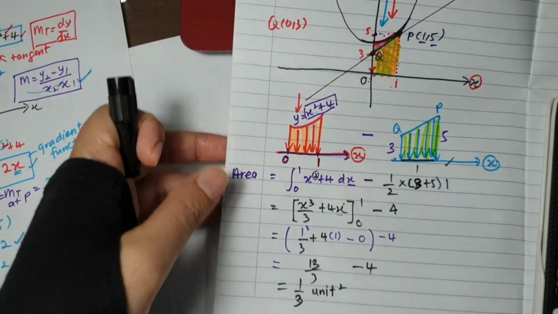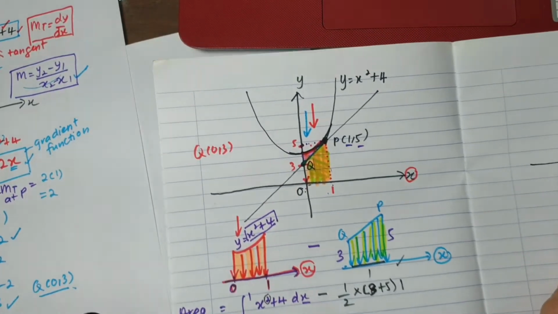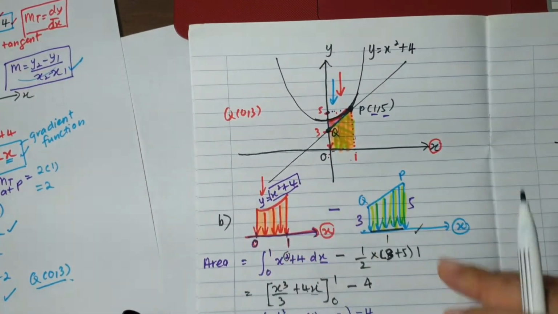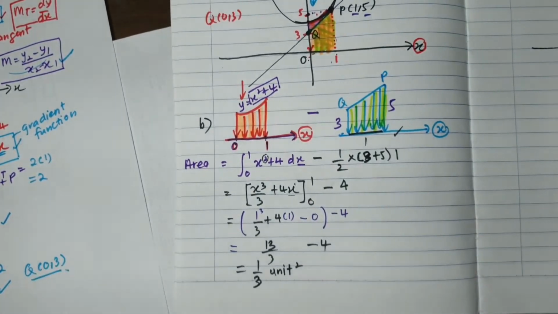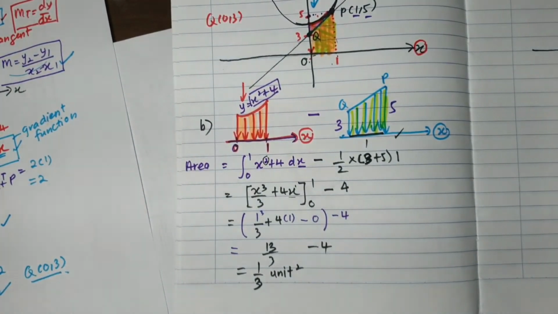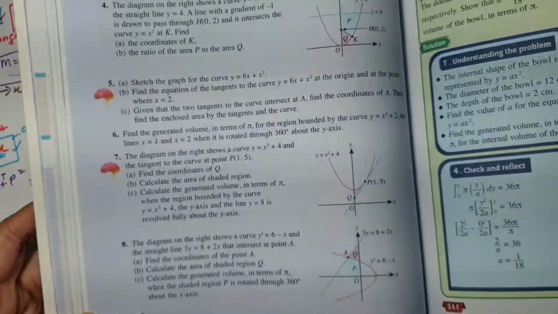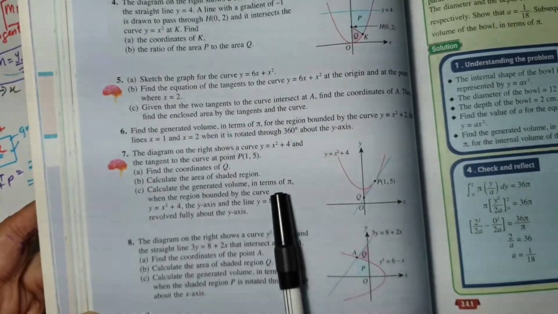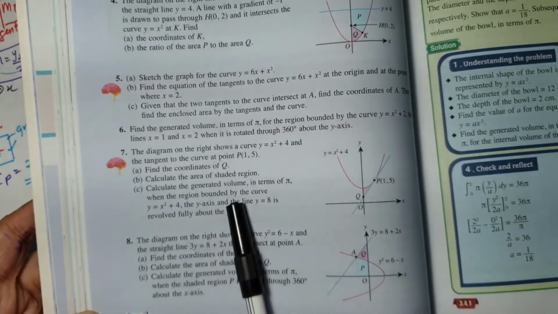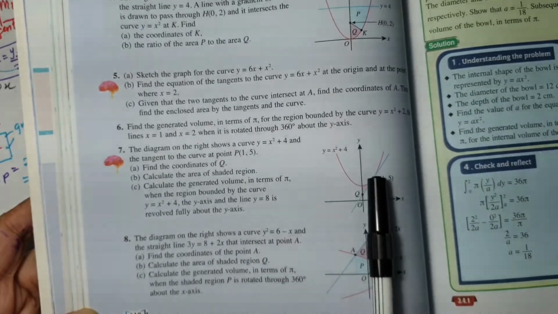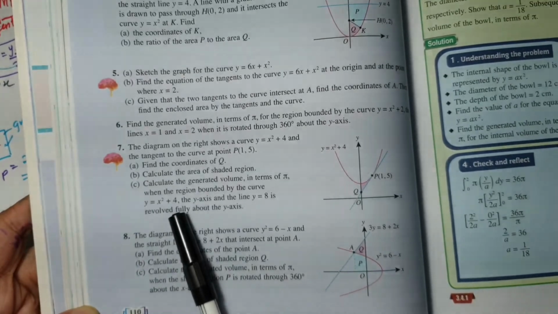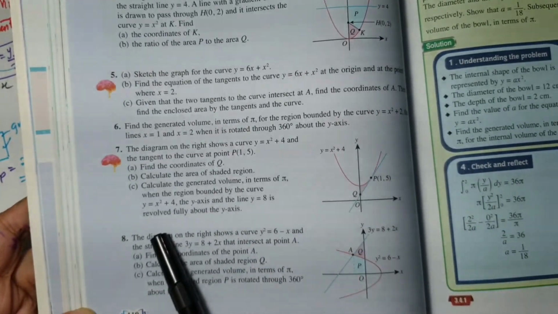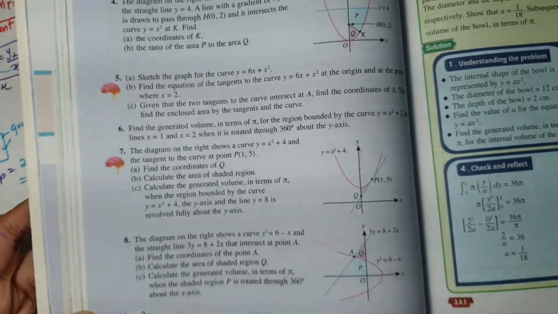Okay, dah dapat. Done. So area of this region done. For B done. Okay, next C. C, calculate the generated volume in terms of pi when the region bounded by the curve y equals x squared plus 4, the y-axis and the line y equals 8 is revolved fully about the y-axis.